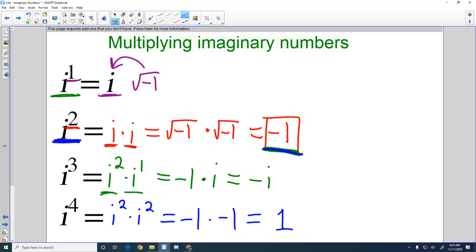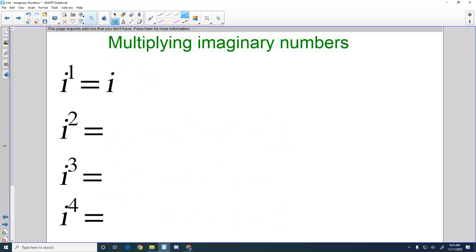So let me erase these calculations and just write the end result nicely and organized. So i to the first is just i. i squared is negative 1. i to the third is negative i. i to the fourth is positive 1. And so as we increase the exponent, it's just going to change: i, negative 1, negative i, positive 1. Now what happens if we go higher than this? What if I took this as i to the fifth power?